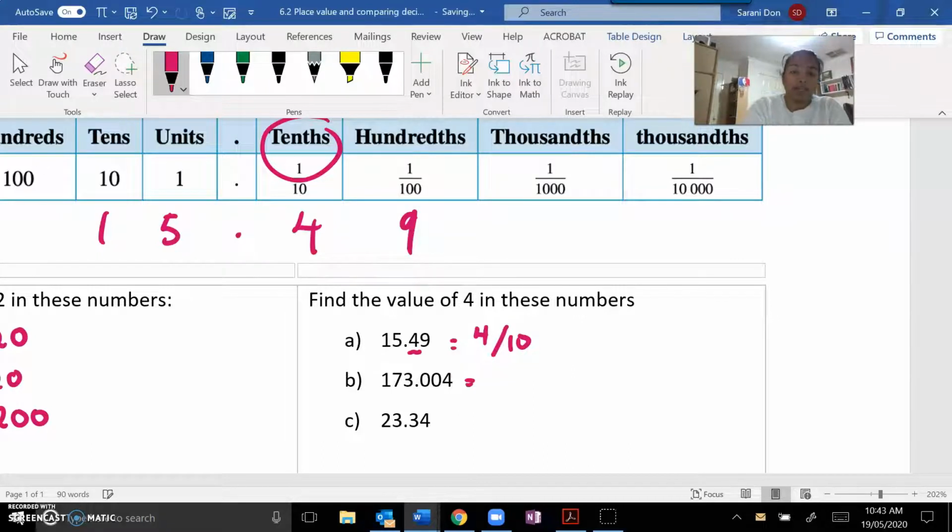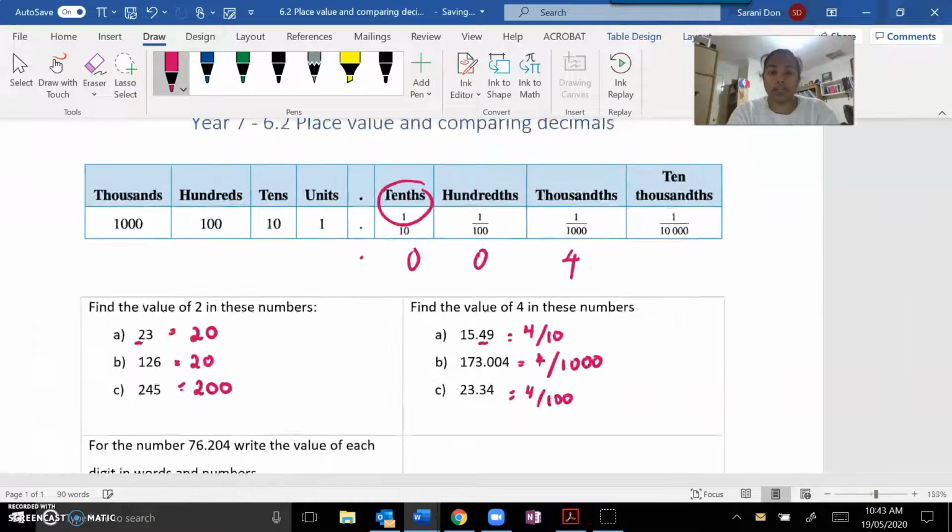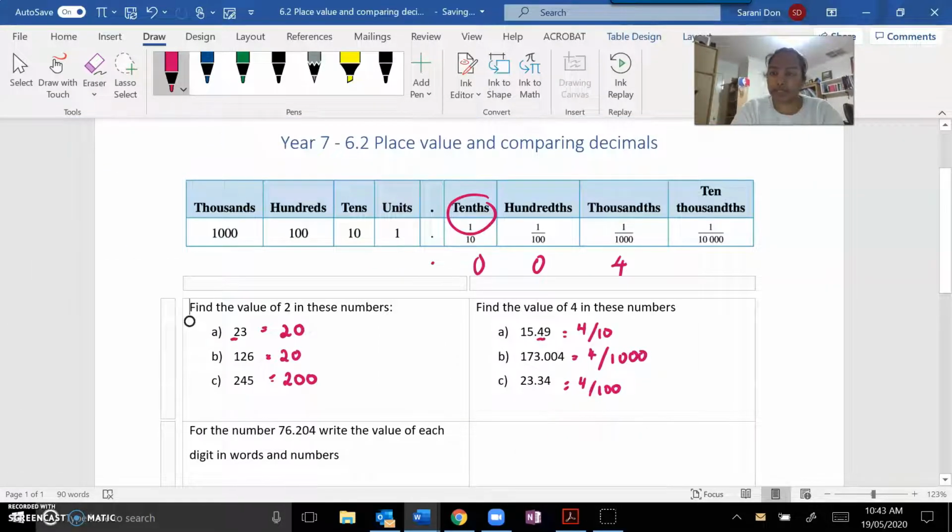This one, again, you don't have to use this table. If you already know it, you can definitely do it. So we have decimals here, it's 0, 0, 4. It's in the thousandths column. There's 4 of them, so 4 thousandths. And this one's in the second column. It's in the hundredths column, so 4 out of 100. So hopefully that makes sense.